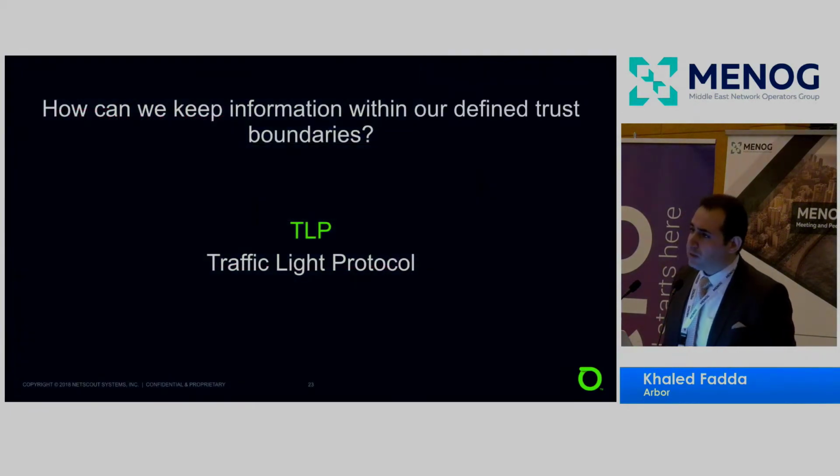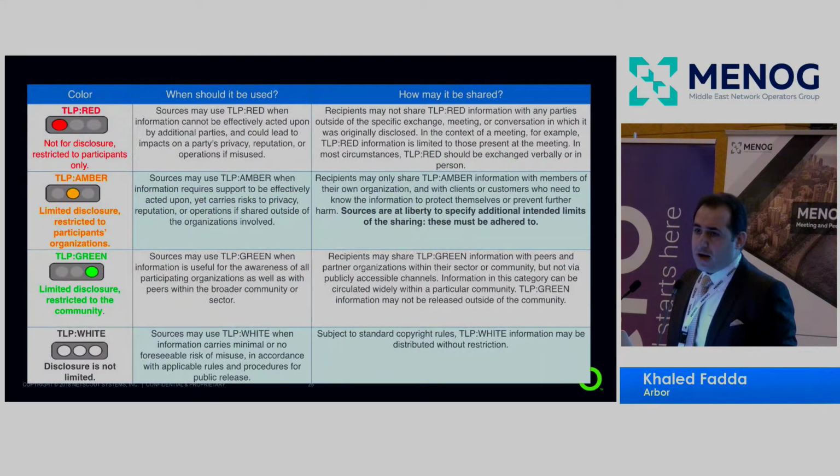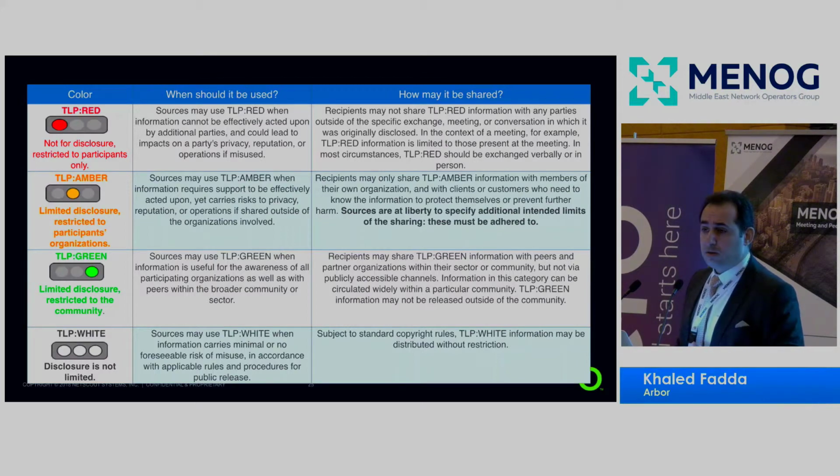So how can we control the distribution? We have a protocol we call the Traffic Light Protocol. It's a protocol based on 4 colors, so we can give every IOC a color. If it's red, that means it's not for disclosure, very restricted to participants only, because it includes very sensitive information. If it is amber, it's less sensitive, but I cannot disclose it to everyone. It could be for participants and specific organizations. Green means it could be for the community, and white could be for anyone.